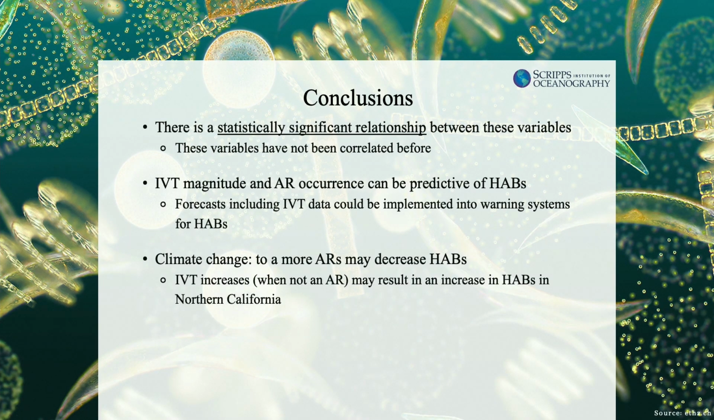Looking at this through the lens of climate change again, in a world with more atmospheric rivers, based off of my conclusions, this could mean fewer harmful algal blooms. However, as I mentioned, this is a pretty simplified view of a very complex air-sea interaction and complex physical and biological interaction. So we need to understand more in order to really see how that will impact harmful algal blooms in the future. But one small conclusion from this is that as IVT increases, not to the full extent of an atmospheric river, specifically in Northern California, this is likely to increase harmful algal blooms in Northern California, which could have some negative impacts.